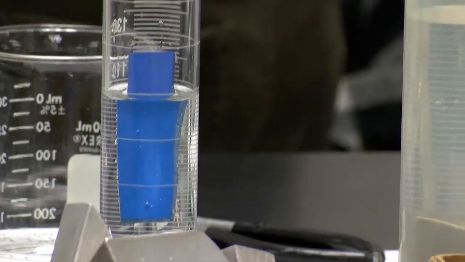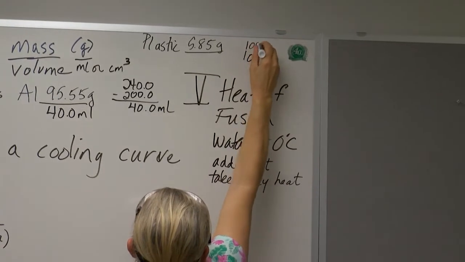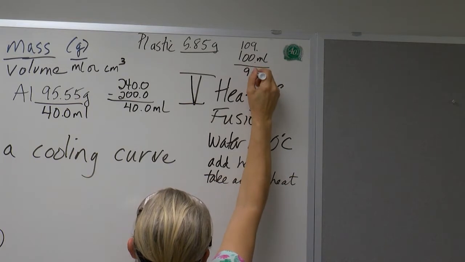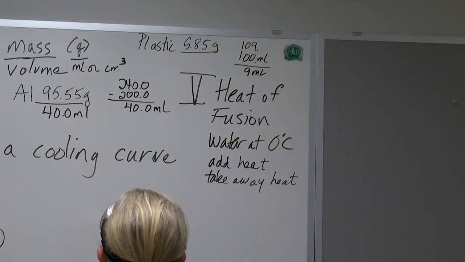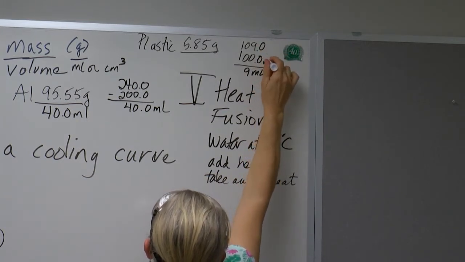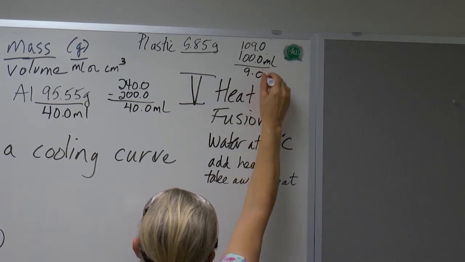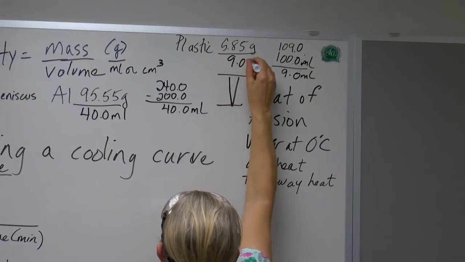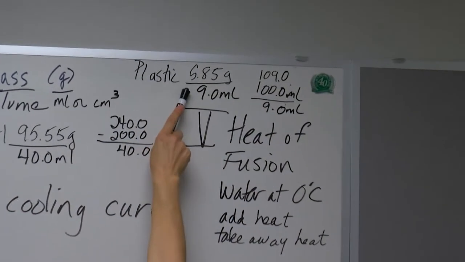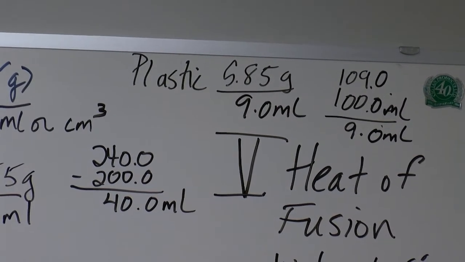So we started with 100 mils, and we went to 109. It was 100.0, 109, so this is 9 mils. It was right at the 0.0, so I'm going to add the 0.0, 9.0 mils. When you do this math, you should get a number less than 1 because it floats in water. Water has a density of 1.